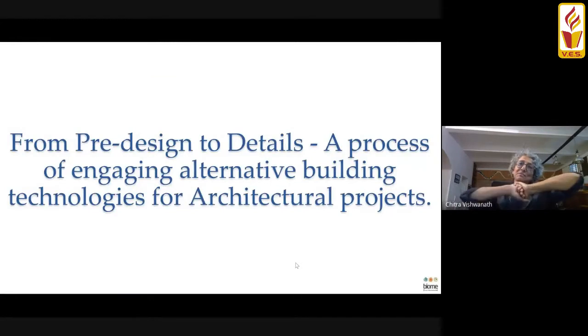So while Professor Mandar was talking to me, he sent me a topic saying, how do you go from pre-design to details would be the way I could talk. And the process of engaging alternative building technologies for architectural projects. I thought I would take up a project of ours and show that it is not at all just a project where you go into a space quite unlike what we saw in the beginning of the slideshow, where people built on their own, but people have come to an architect, so then you have to think and you have to convey the idea and use that idea to build the way. Okay, in our case, Biome builds.